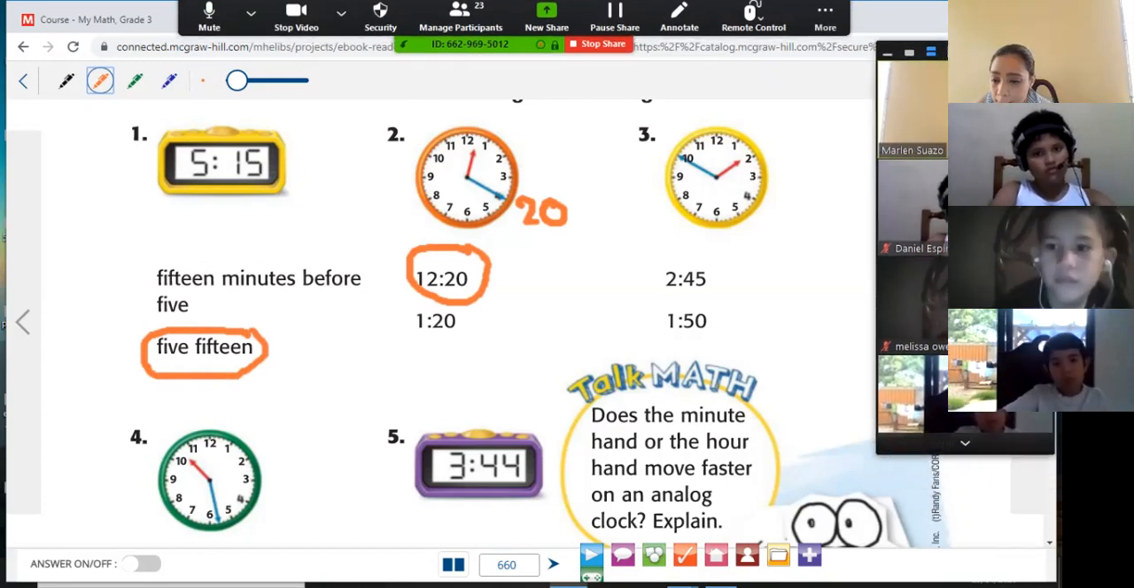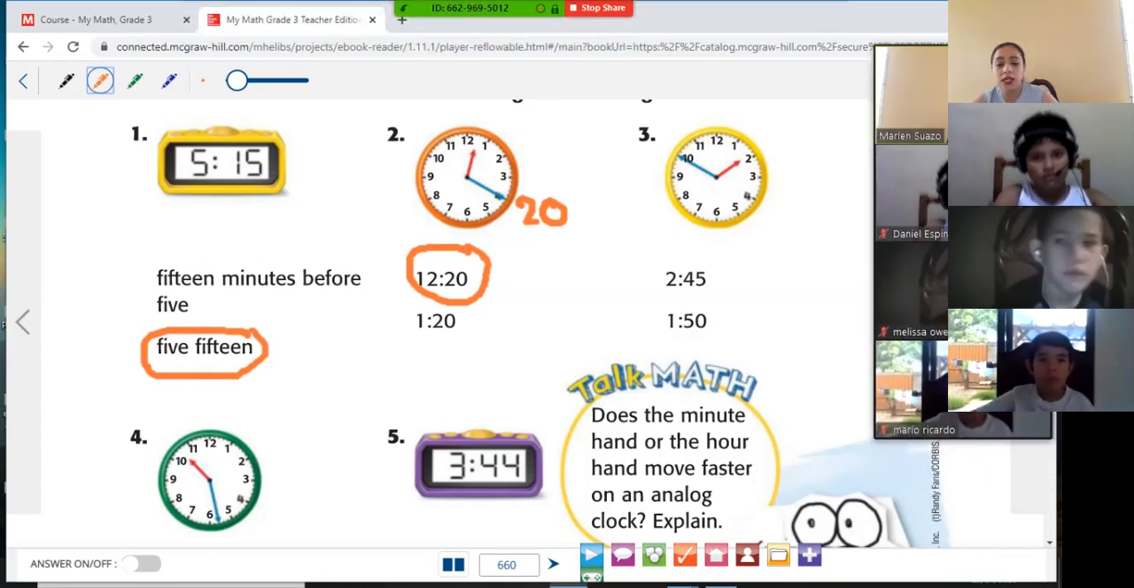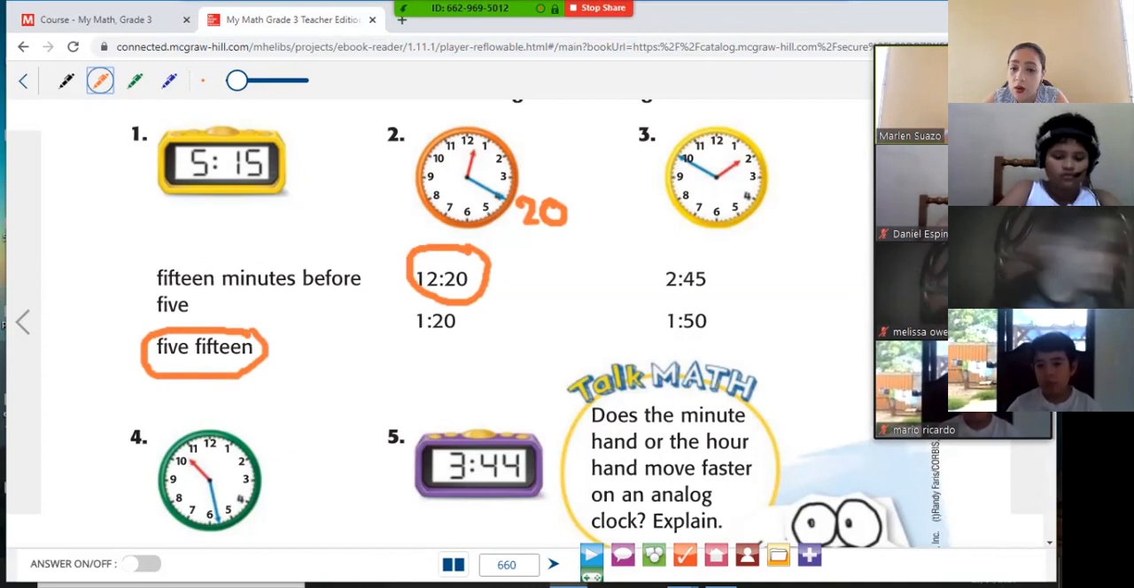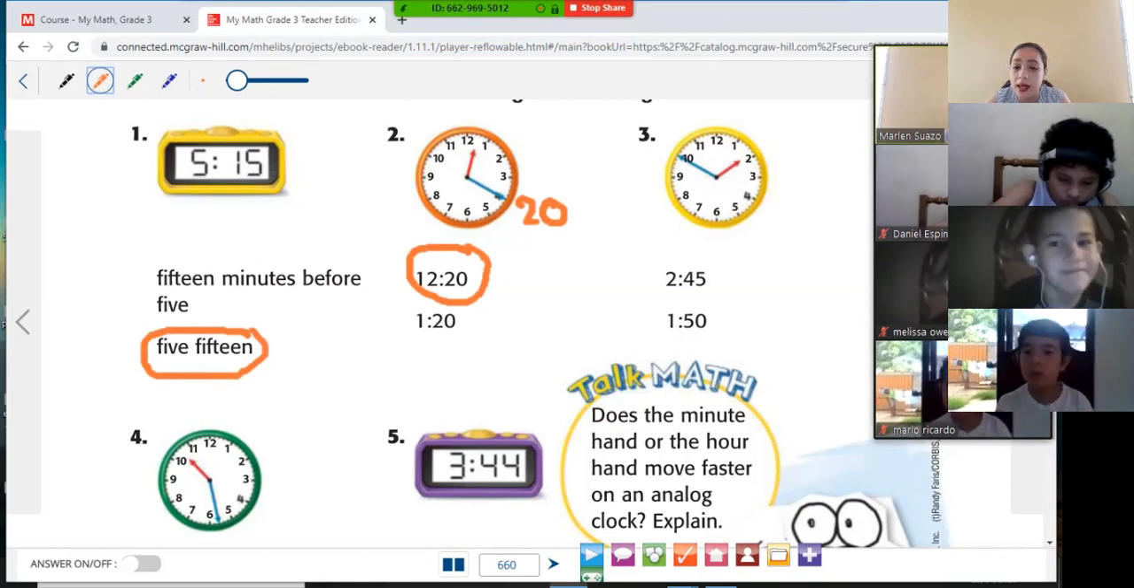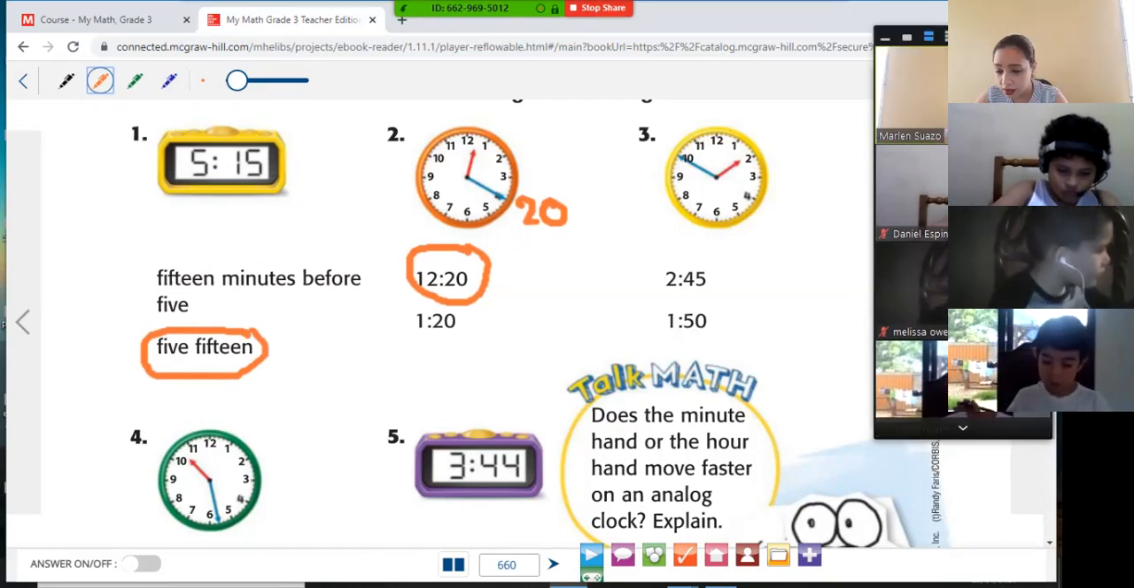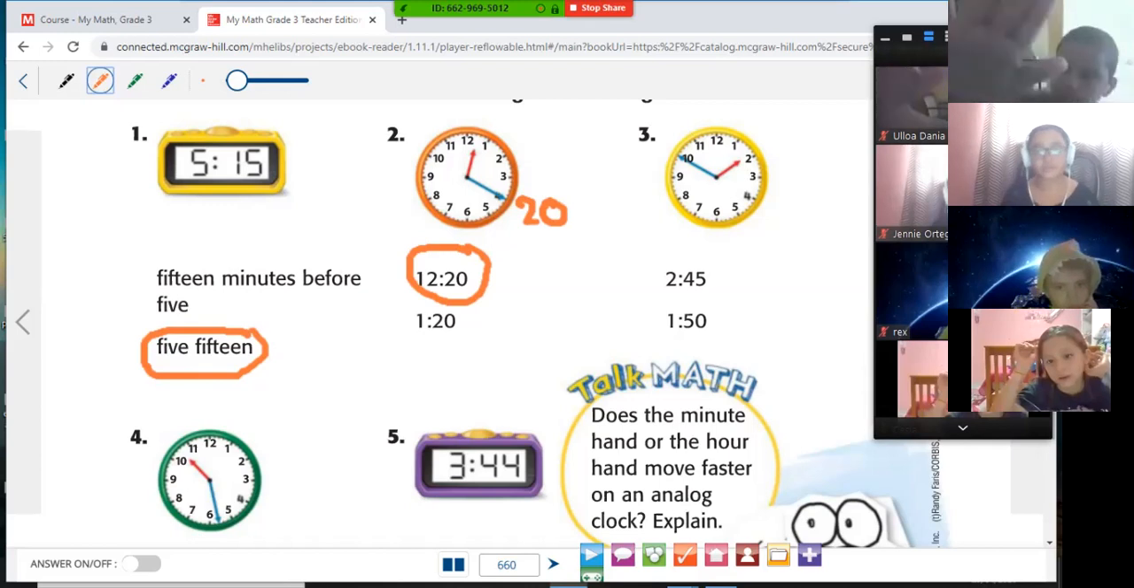Okay? Now, number 3, the longhand, this is the shorthand, is over the number 2. So it's 2. And the longhand tells me the minutes. How many minutes have passed on number 10? Someone knows the answer? Can you please raise your hand? If you know the answer, how many minutes have passed when the longhand is on number 10?